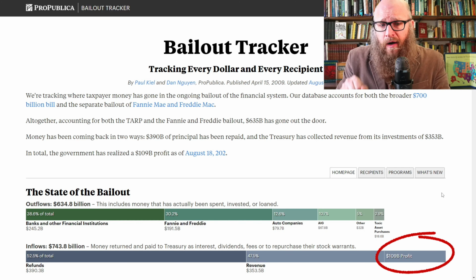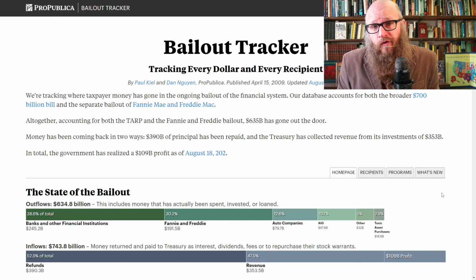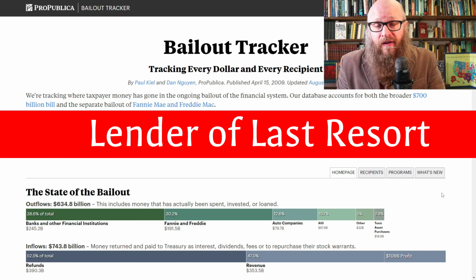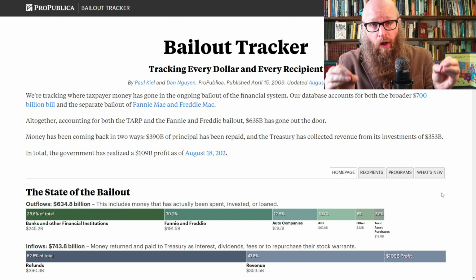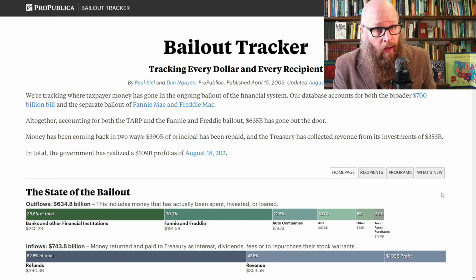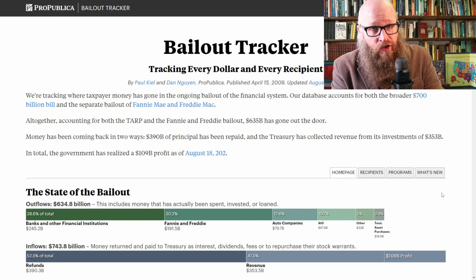Look down there at the bottom. See that $109 billion profit? The federal government gave out loans to businesses who were otherwise fairly good. They had decent collateral and a quality business model. They simply were running into funding problems in the short run. The government acted as a lender of last resort, both Congress and the Fed, lending out lots of money, always checking to make sure there was quality collateral on the other side to back up these loans, and in the end, the government made a profit, a substantial profit.